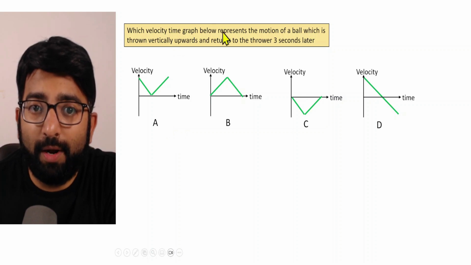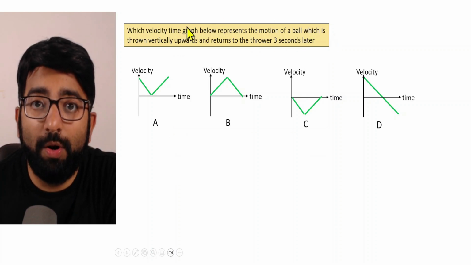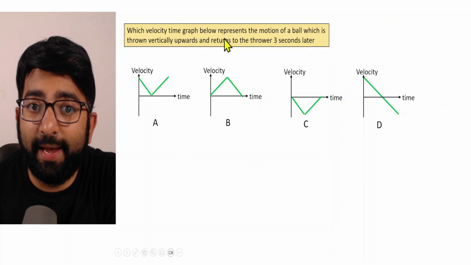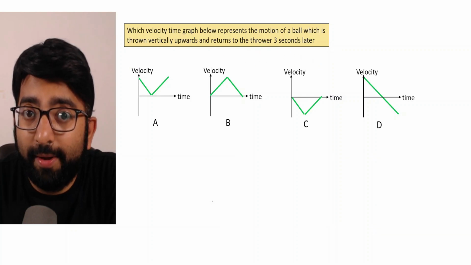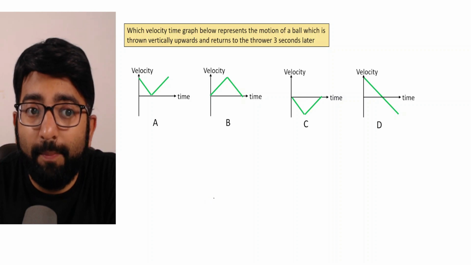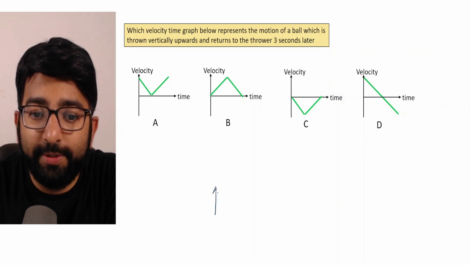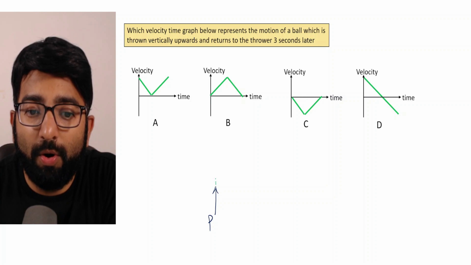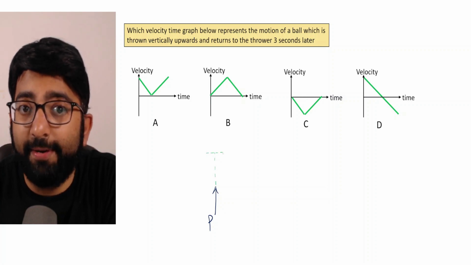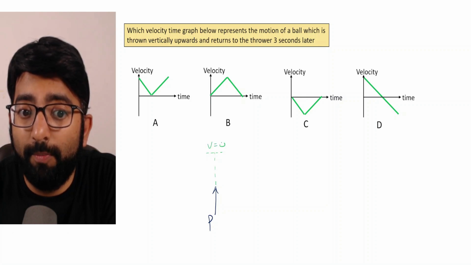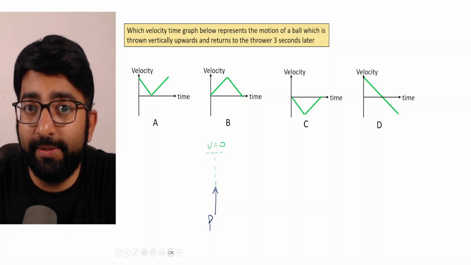Which velocity time graph below represents the motion of a ball which is thrown vertically upwards and returns to the thrower 3 seconds later? Let us draw a diagram to depict this. So we have a ball which is thrown vertically upwards. Let's say from the point P, the ball goes up until it reaches a maximum height, and that is the point where the velocity becomes zero for a moment. So the ball is at instantaneous rest.